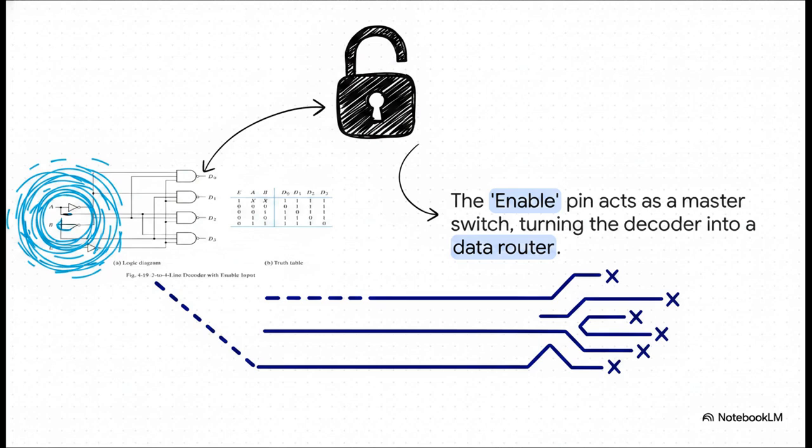When it's disabled, nothing happens at all. All the outputs are off. But when you flip that switch and enable it, the decoder springs to life. Now the main data signal comes in through this enable pin. And the other inputs, A and B, don't just select an output. They decide which path that main data signal gets sent down.